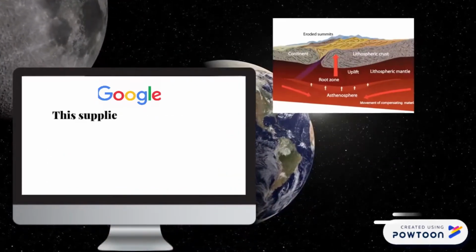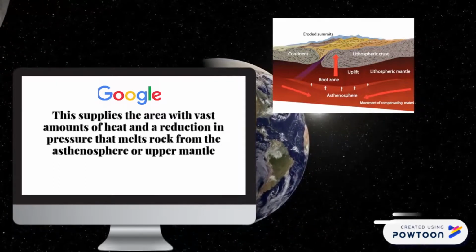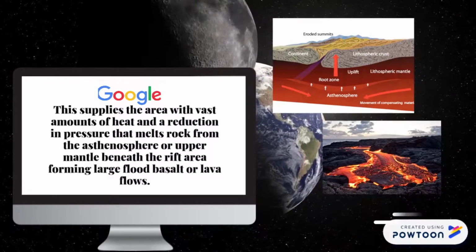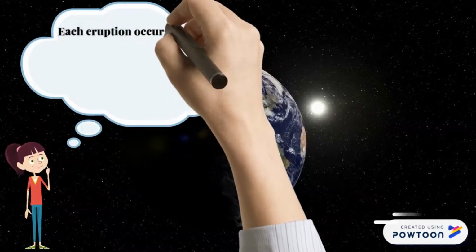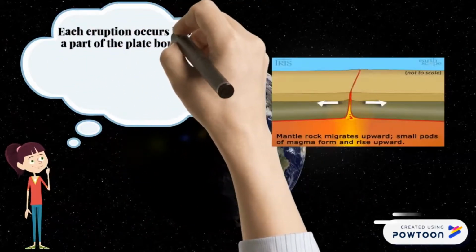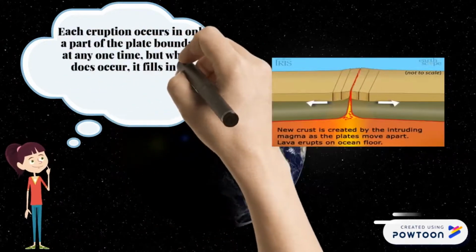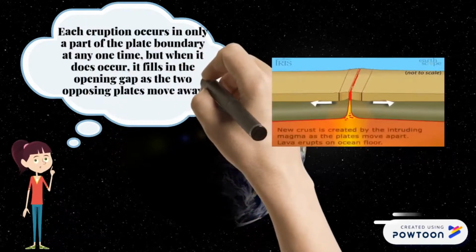This supplies the area with a vast amount of heat and a reduction in pressure that melts rock from the asthenosphere, or upper mantle, beneath the rift area, forming large flat basalt or lava flows. Its eruption occurs in only a part of the plate boundary at any one time, but when it does occur, it fills in the opening gap as the two opposing plates move away from each other.